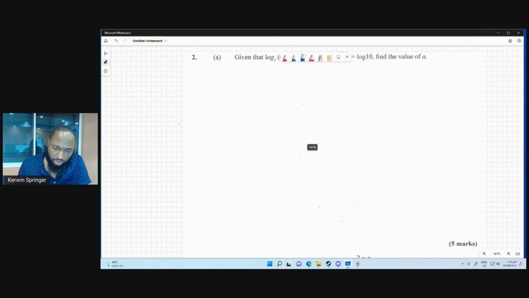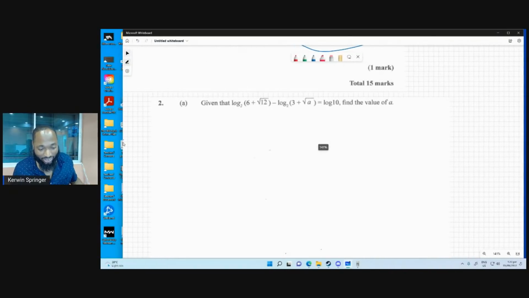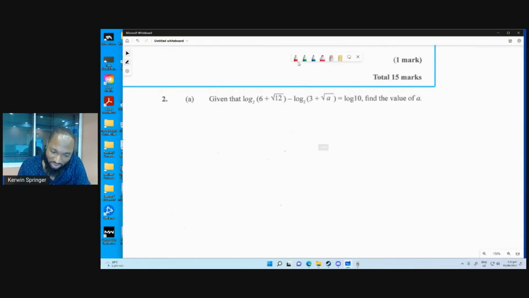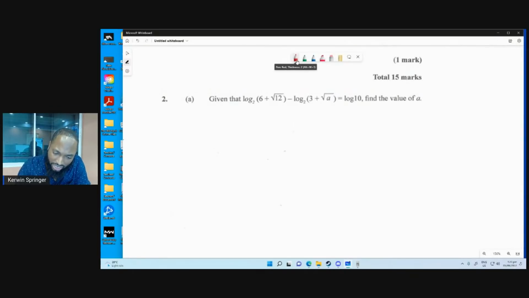So this is some stupid logs question here. Let me see what's going on with loggy boy. Find the value of a. Once again, there's no log.